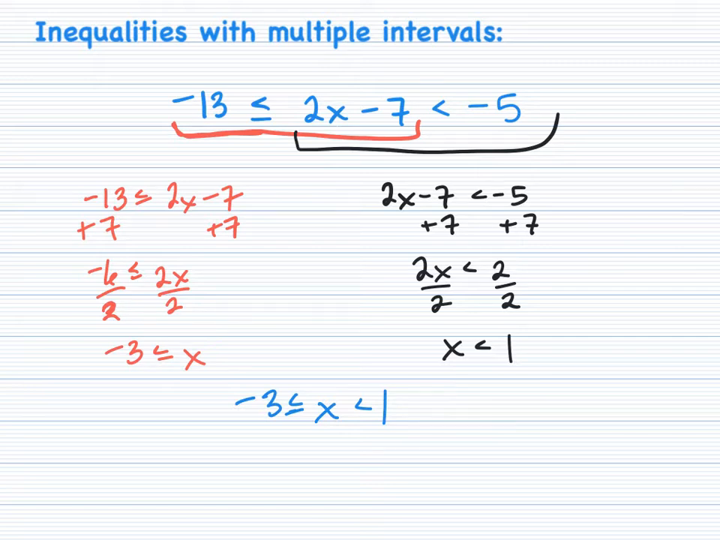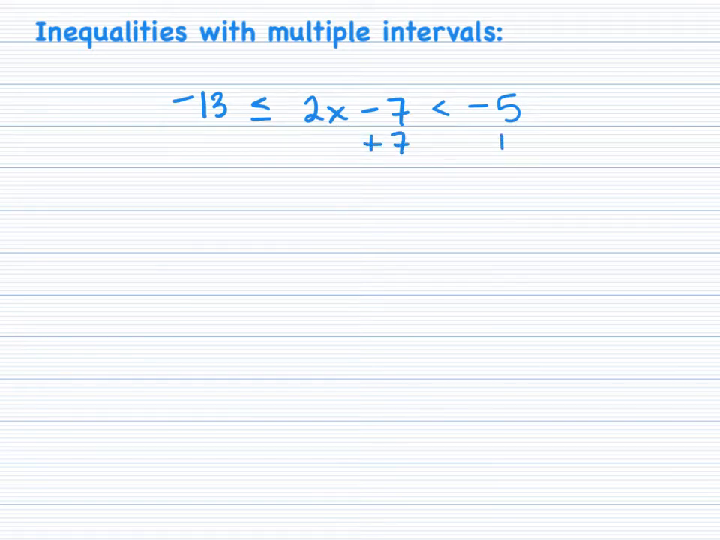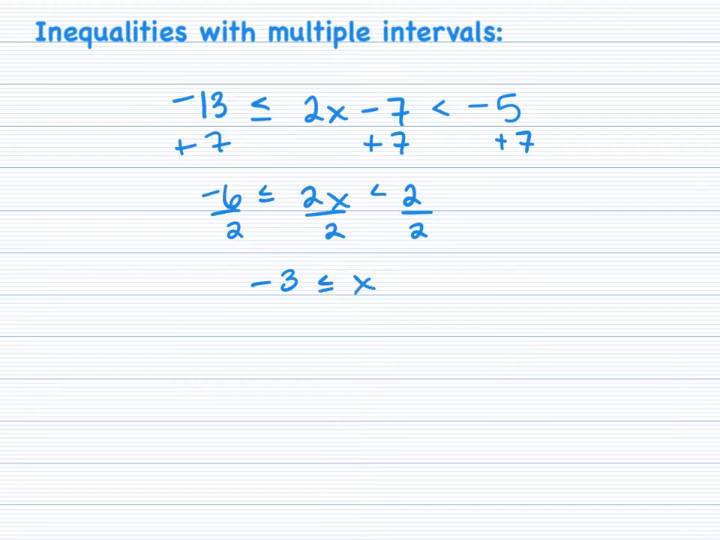When we're talking about compound inequalities that have nonlinear stuff, this can be a better method. However, for linear stuff, what you can do is basically what we already did, just do it to both the left and the right side of that inequality. Add 7 to everything. So I've got -6 is less than or equal to 2x, which is less than 2. Divide everything by 2. So I've got -3 less than or equal to x, which is less than 1.